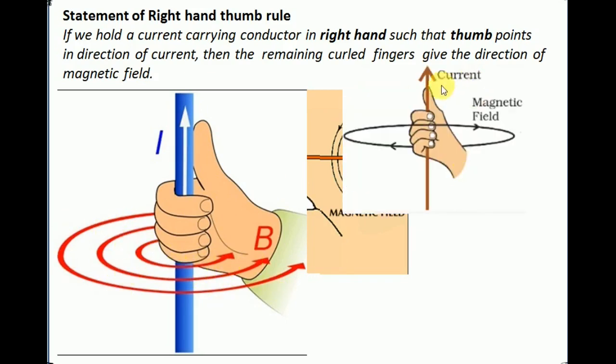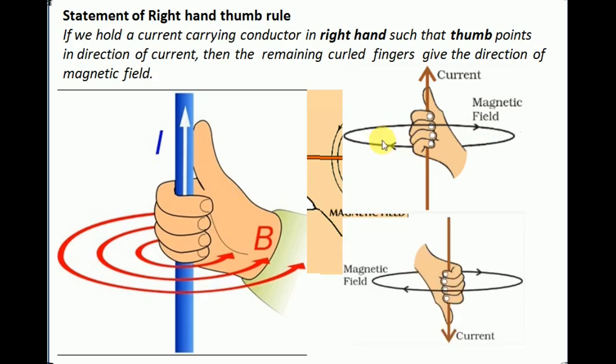Out here also the current is going upward, so if you hold the conductor with the right hand, then the curling of four fingers shows the direction of magnetic field. From above the conductor, magnetic fields are going towards the right, and from behind the conductor, the magnetic fields are going towards the left.